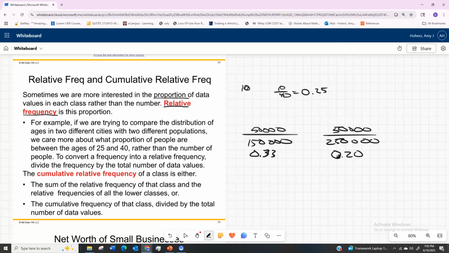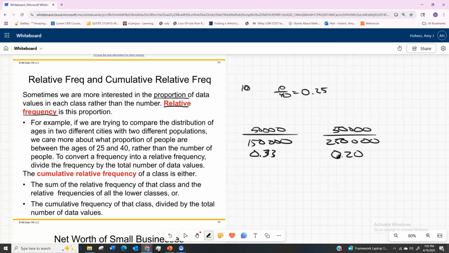And so that gives us a better comparison to say this city had 33% of its population in that age group and this city had 20%. So that's one good example of why relative frequency would be more appropriate in that case than just the frequencies.